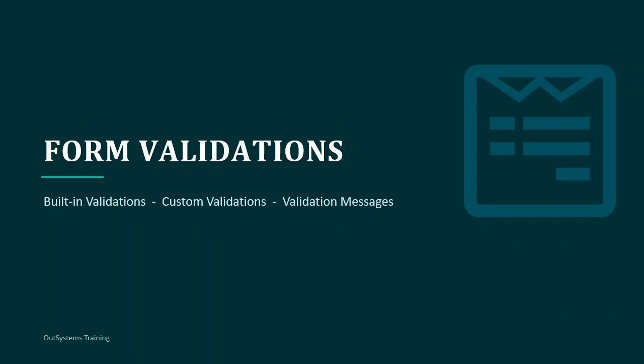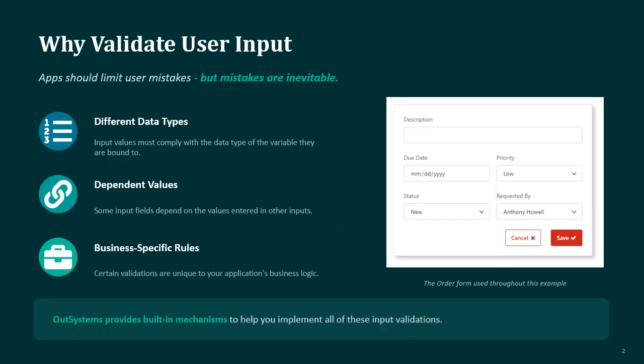original training material. Every form is a chance for users to make mistakes. Input fields can have different data types, they can depend on other fields, or they can require rules that are specific to your business. This order form, with fields like due date, status, and requested by, is the example we will use throughout this training. OutSystems gives you built-in mechanisms to handle all of these cases.